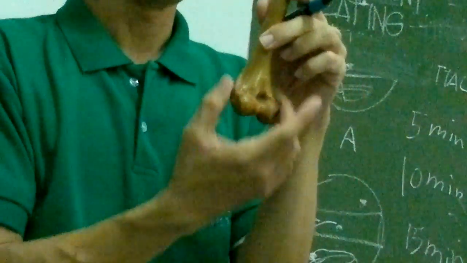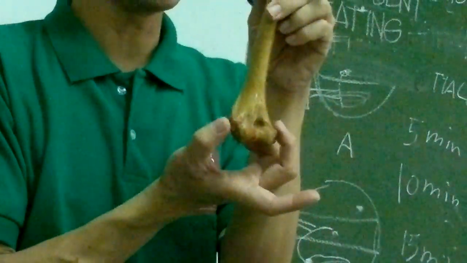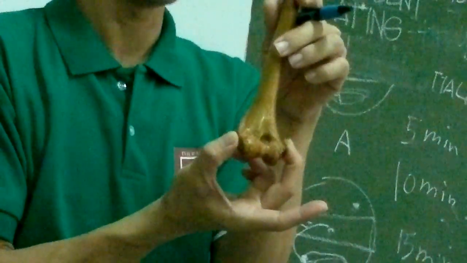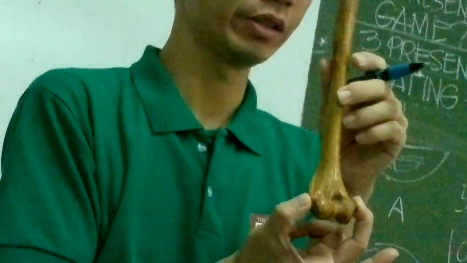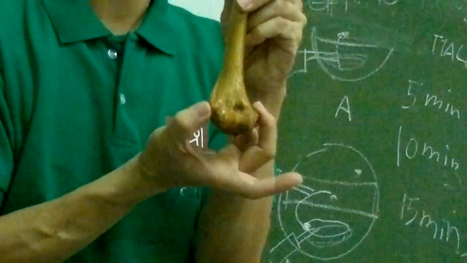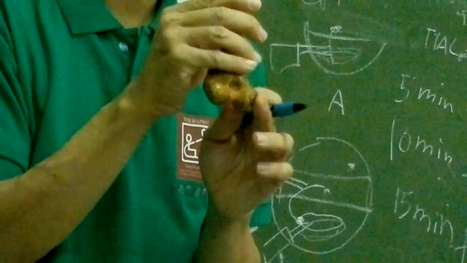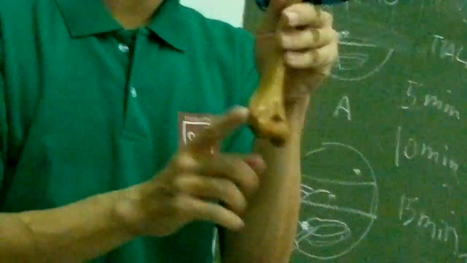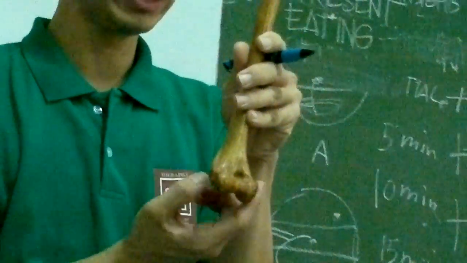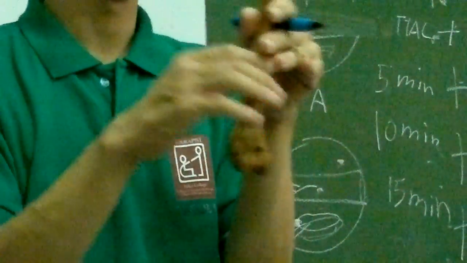Okay. Below this supracondylar ridge, on the extreme sides, you have your epicondyles of the humerus. On the medial side, you call it your medial epicondyle. The lateral side, you have the lateral epicondyle. Medial and lateral epicondyle.